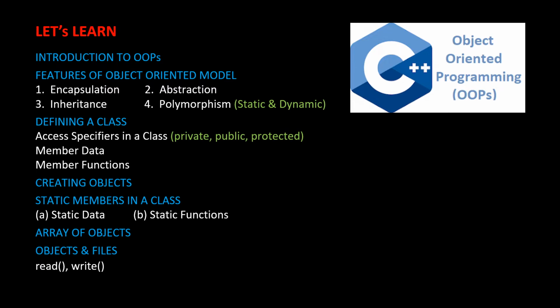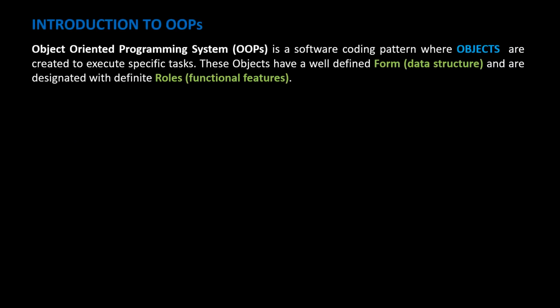Introduction to OOPS. Object-Oriented Programming System, or OOPS, is a software coding pattern where objects are created to execute specific tasks. These objects have a well-defined form or data structure and are designated with definite roles or functional features.